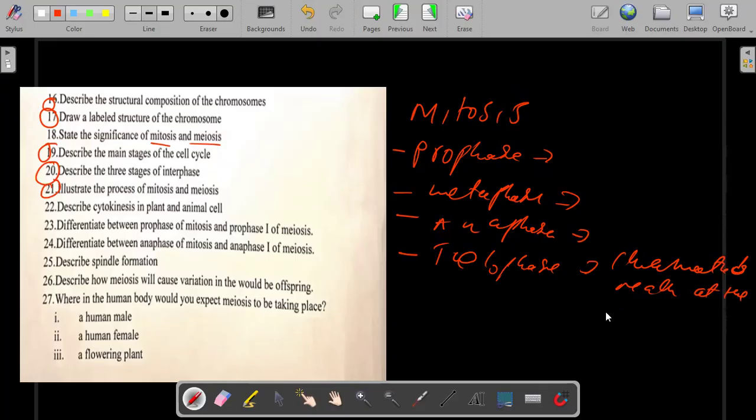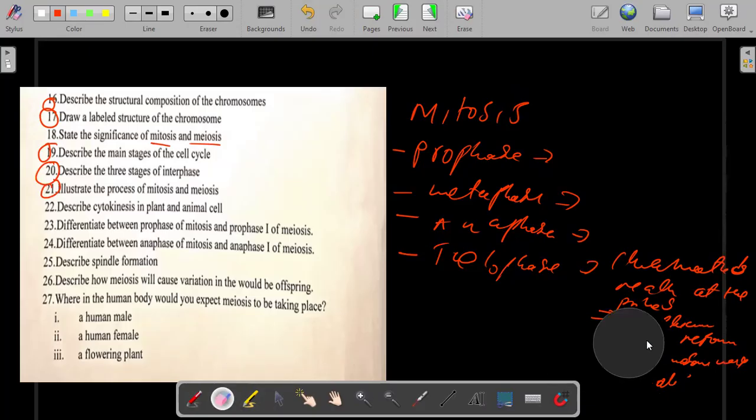Okay. You're also going to see the nuclear membrane, which breaks down in prophase, is going to deform there. So the nuclear membrane is going to deform. Apart from that, you're going to see the chromosomes, which are going to uncoil. So chromosomes will uncoil. So that's what my mitosis is going to be composed of.